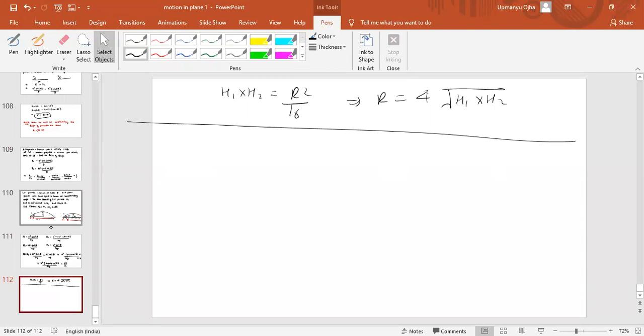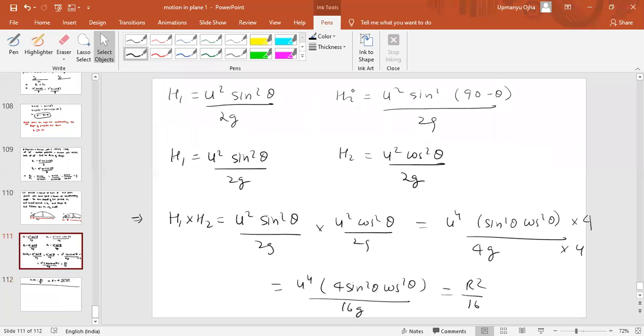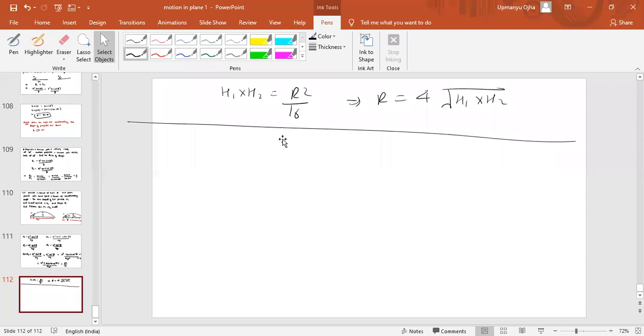See, in the fourth, it should be g square, not g. Sorry, it should be 4g square. Then it will come as range only, not g. 4g square will come, no?